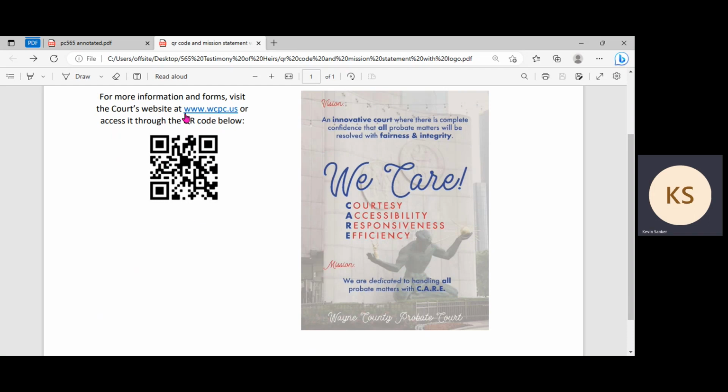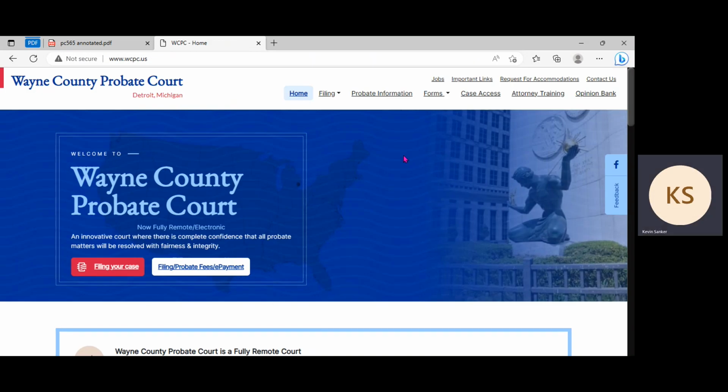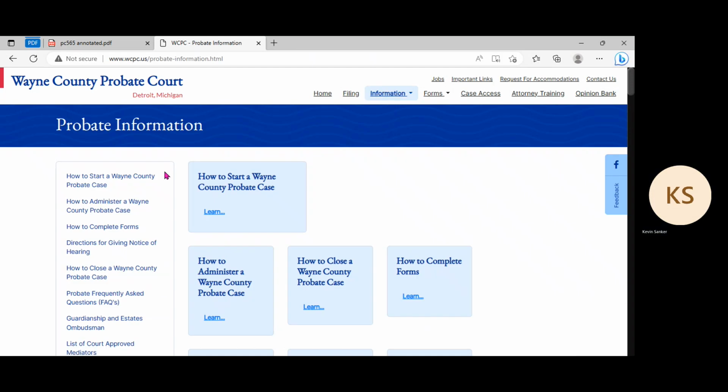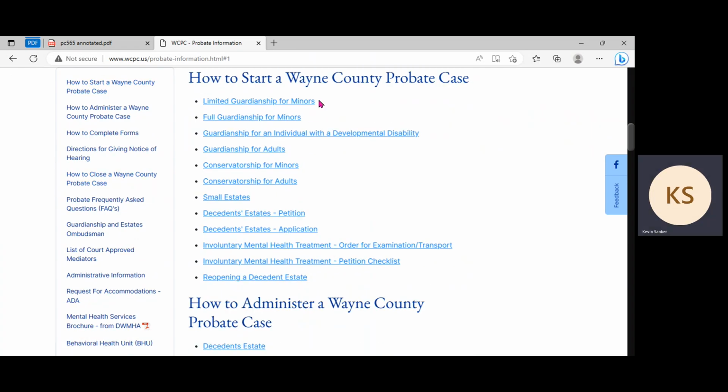The court's website is www.wcpc.us. When you get there, in the upper middle, it's probate information. When you click that on the left, how to start a Wayne County probate case, click that. You'll see the various case types. I'm going to pull the form from the decedent's estate application.